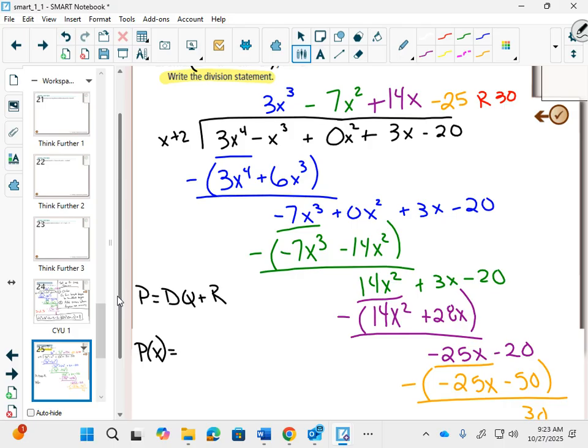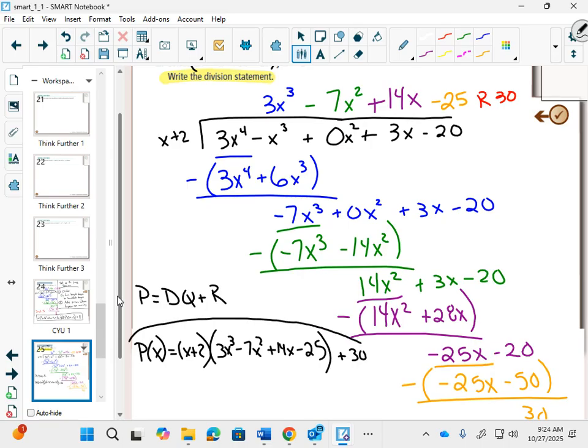Our divisor was x plus 2. Our quotient is the 3x cubed minus 7x squared plus the 14x minus the 25. That is the quotient that we got. Does it work out perfectly? Well, everything would have worked out except for the last number. We had a remainder of 30, so we go plus 30 in the end. And this is your division statement.